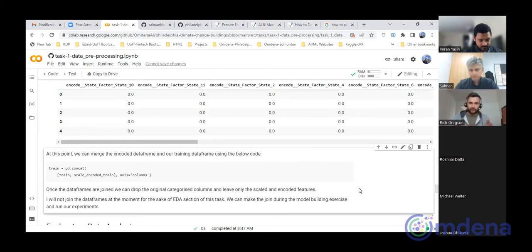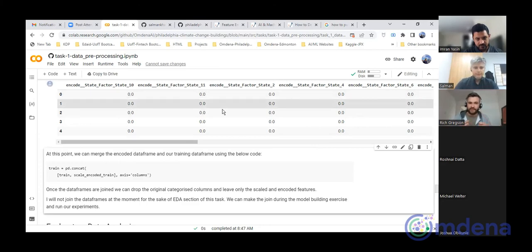So for the next stage of EDA, I haven't left the encoded values in the original training data set because it would be more difficult to do the EDA. So that has been put down as a separate data frame, which we can then match up later on once we get to feature selection and model building and whatnot. So that's just a note there.